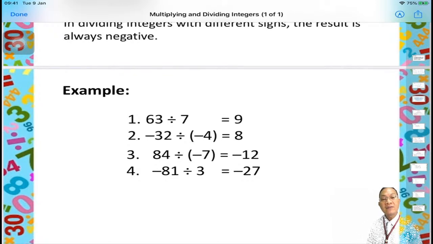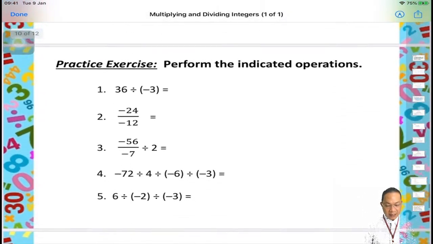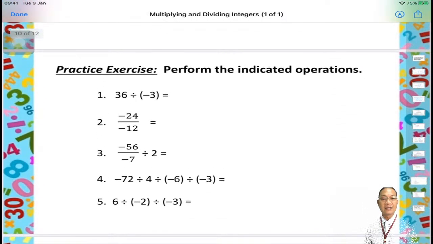And number 4, negative 81 divided by 3 is equal to negative 27. So again, using the rule, in dividing integers with the same signs, the result is always positive. In dividing integers with different signs, the result is always negative. Okay? Very easy. So multiplication and division have the same rules. Okay? Let's move on. Next, let's have the practice exercise.